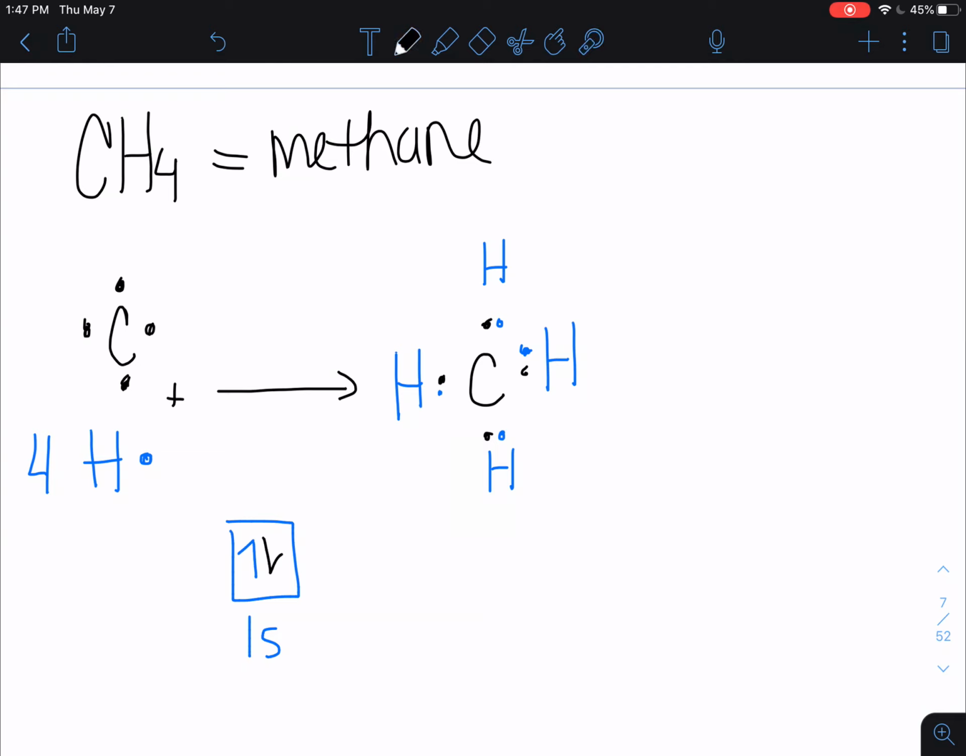Now, of course, we don't show the dot structure like this because we don't represent bonds with dots. We represent bonds as lines. So even though there are no lone pairs, no dots here, this is the Lewis structure for methane.